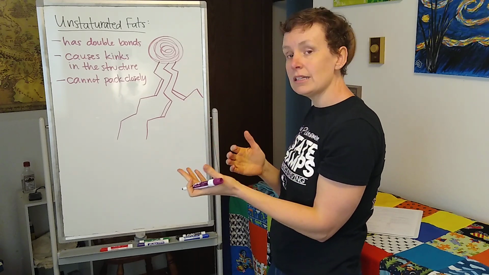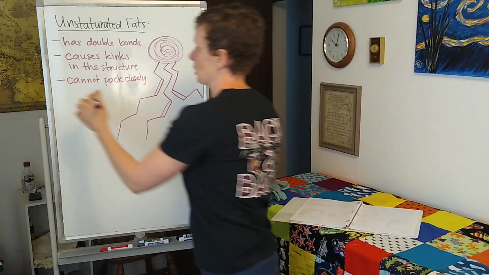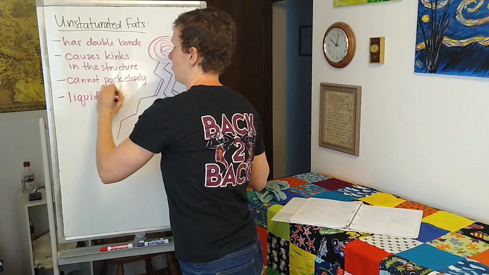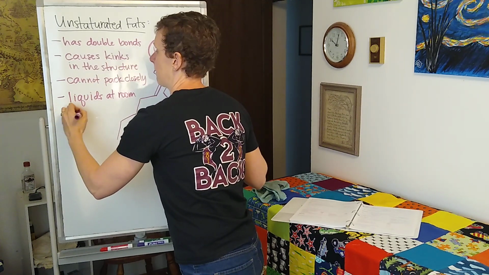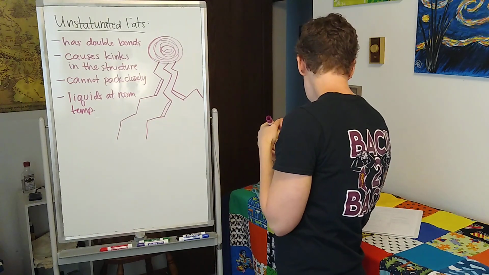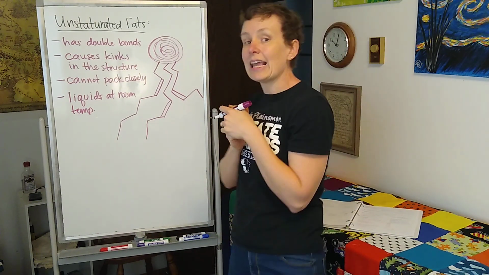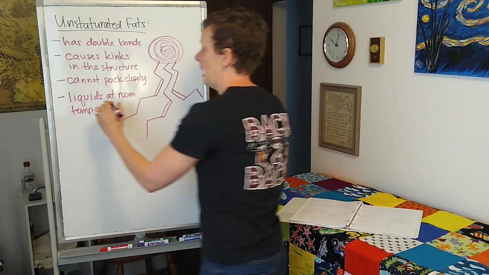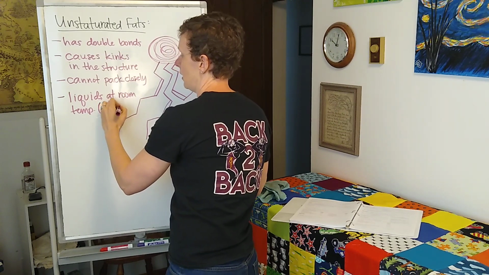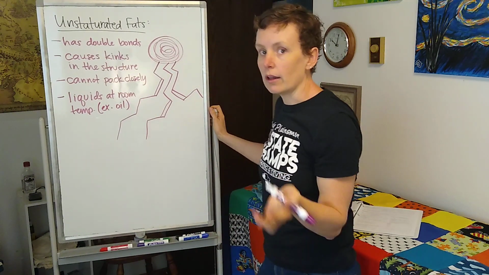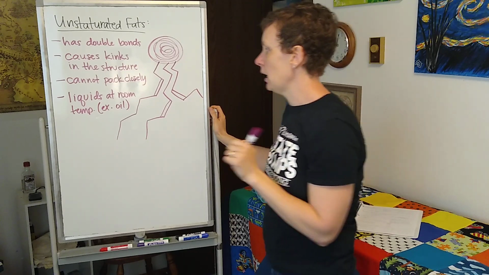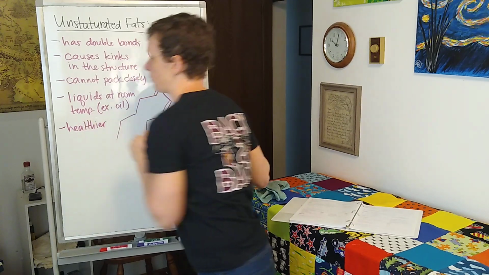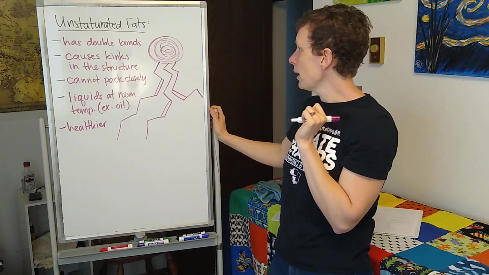So because of that, what physical state are these at room temperature? And hopefully you're thinking liquids. So these are liquids at room temperature. And because of that, they cannot pack closely in our arteries, and that makes them healthier. An example of this type of fat would be oil, like vegetable oil, olive oil, avocado oil, whatever oil you're using. And these are the healthier fats for our diets.